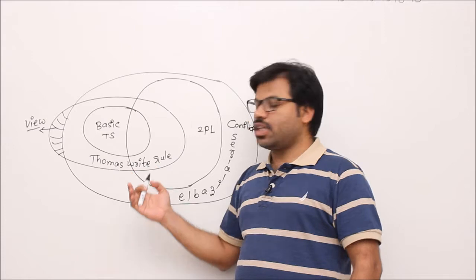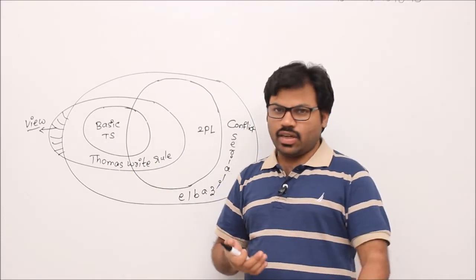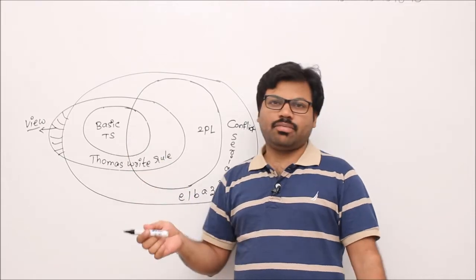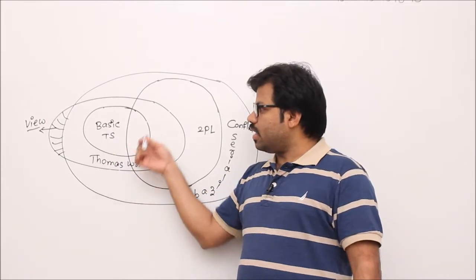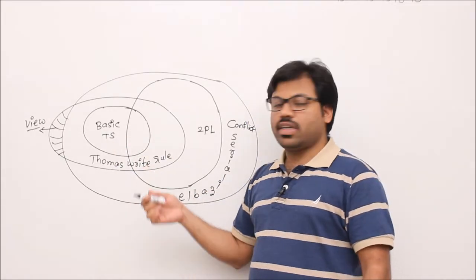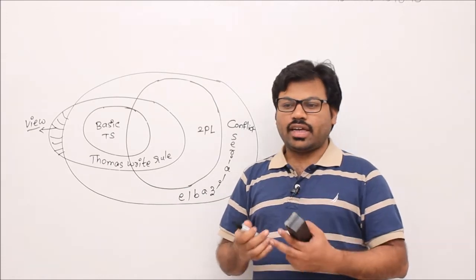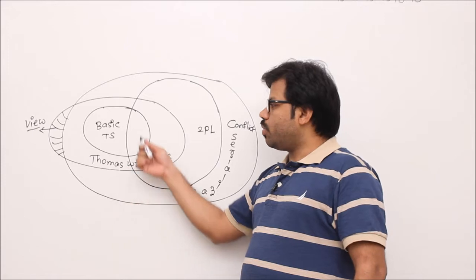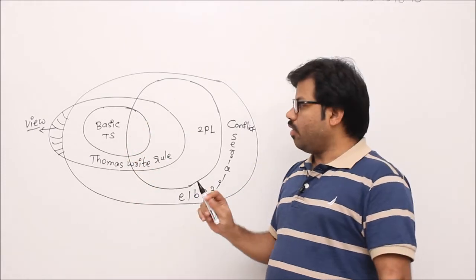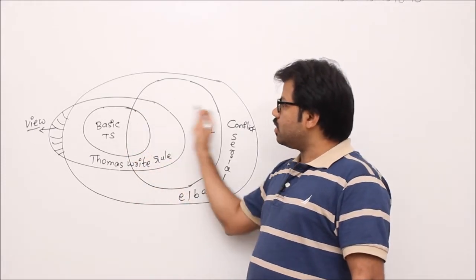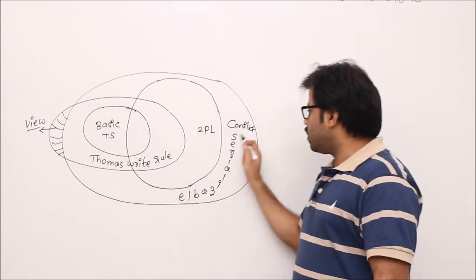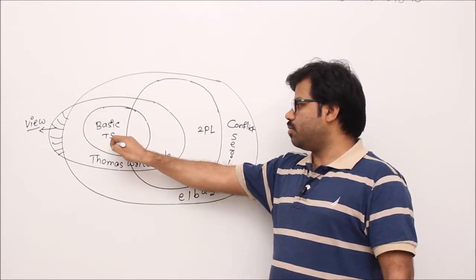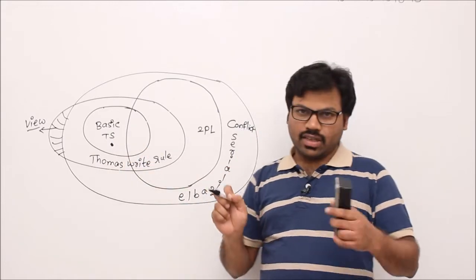Thomas-Wright rule is a superset of basic timestamp. It's quite easy to understand because Thomas-Wright rule is a lighter version of basic timestamp. There is a strict condition in basic timestamp, whereas in Thomas-Wright rule we have a little bit of relief, correct? So that's why Thomas-Wright rule is a superset of basic timestamp. Now this basic timestamp is covered under conflict serializability. That means if a schedule is allowed under basic timestamp, automatically that is conflict serializable.